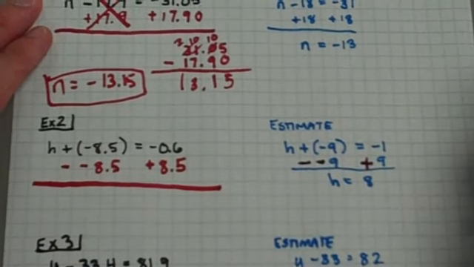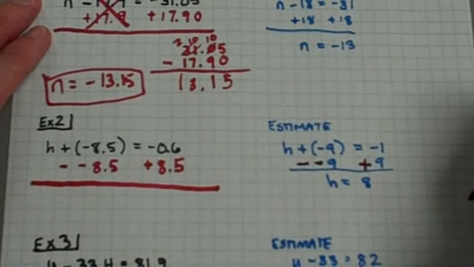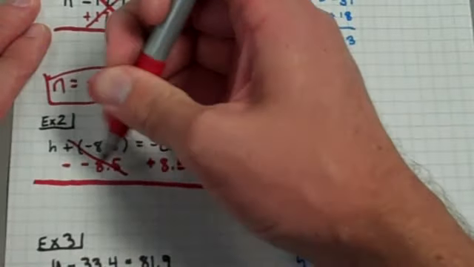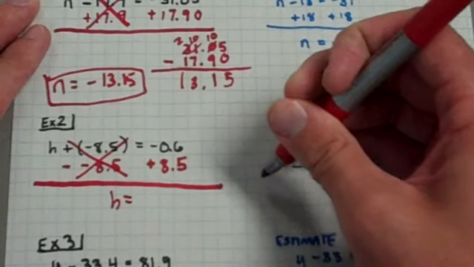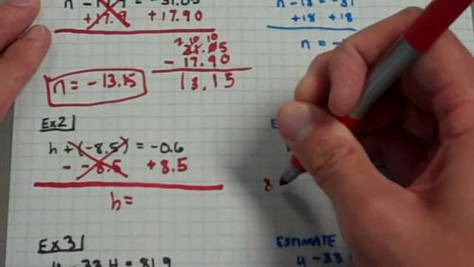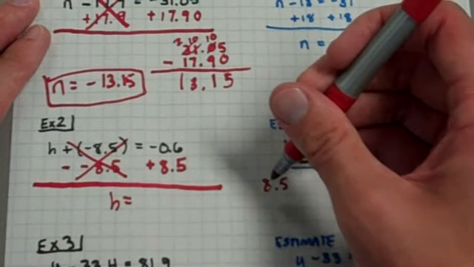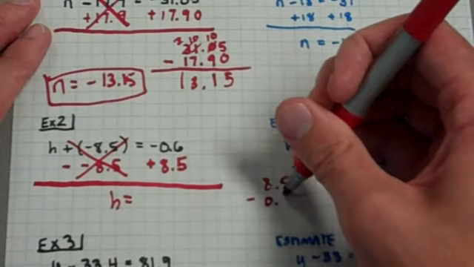Very nice. Now we have a negative and a positive. Just like last time, we want to take the absolute value of both numbers, find the difference between them, and determine whether it's positive or negative. So I'll go ahead and write the cancel out part here, end up with h equals. So let's go ahead and do the absolute value part. Absolute value of 8.5 is 8.5. Absolute value of negative 0.6 is 0.6. And we're going to find the difference between them.